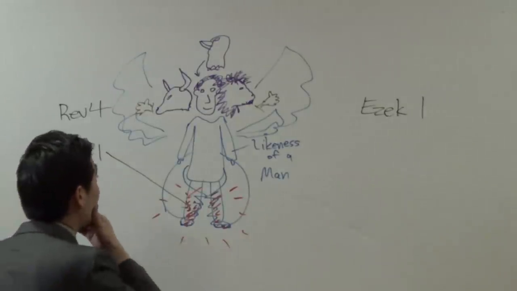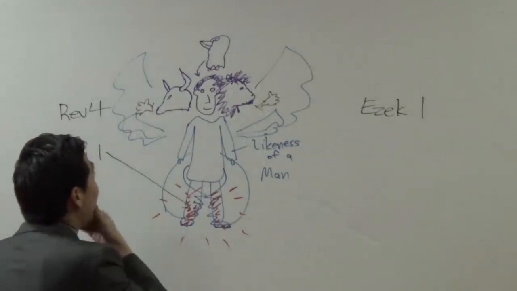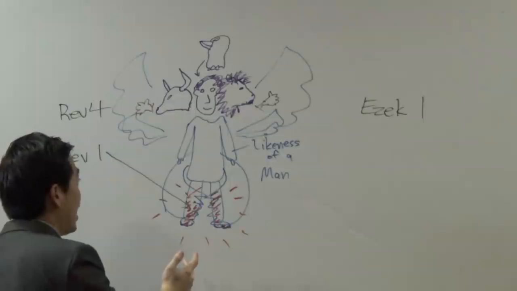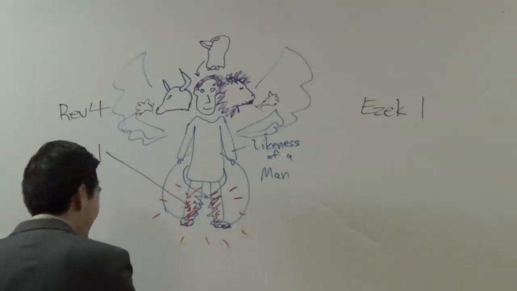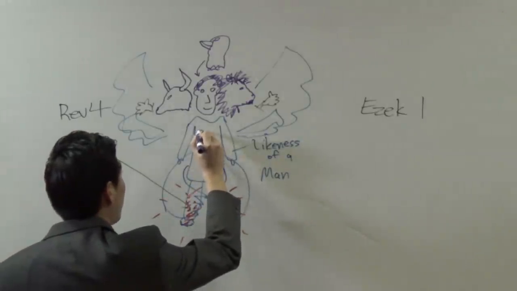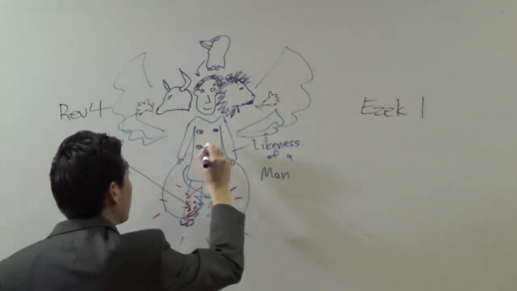Now, what we're going to notice right here is that concerning these angelic beings, these cherubims, these creatures had eyes full within and without. So they had eyes everywhere. That's something.